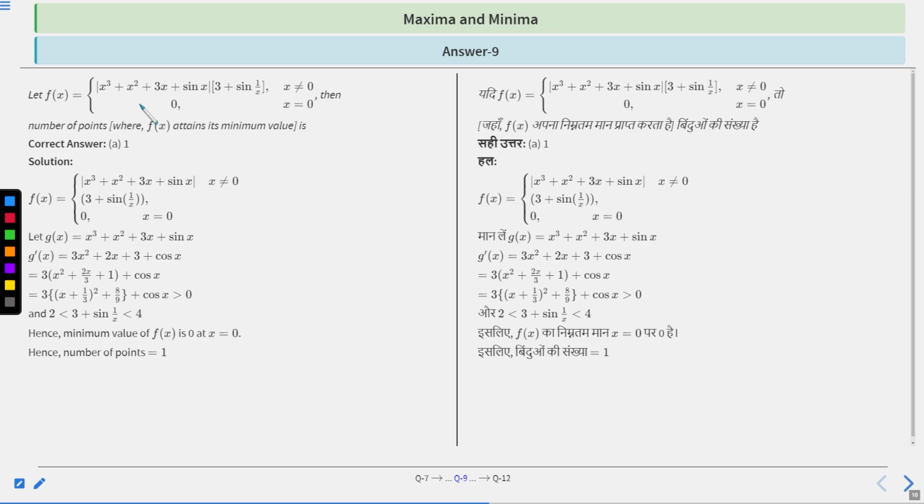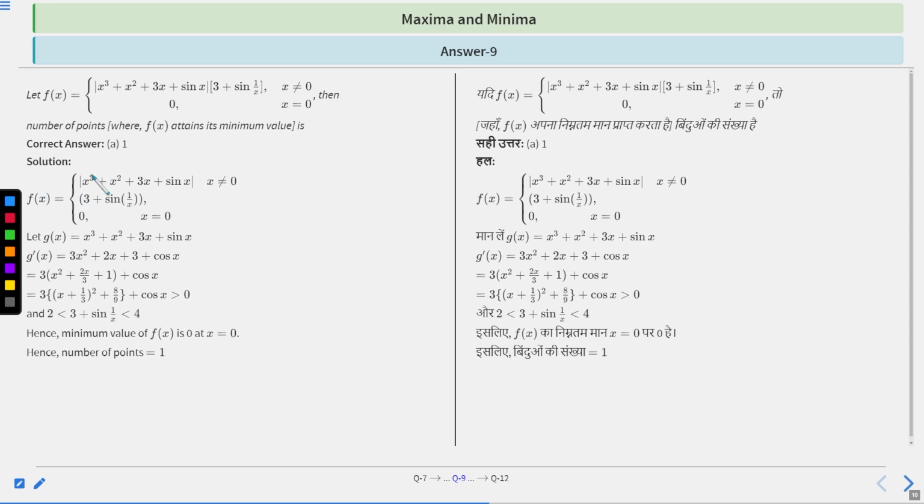Okay, let's move to the solution part C. As f(x) is given as mod of x cube plus x square plus 3x plus sin x, when x is not equal to 0, into 3 plus sin 1 by x when x is not equal to 0, and 0 when x equals 0. Let us take g(x) as x cube plus x square plus 3x plus sin x, right?